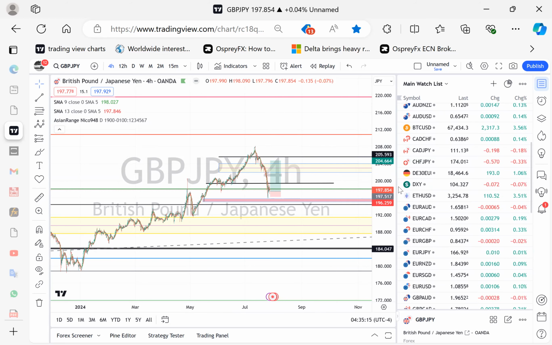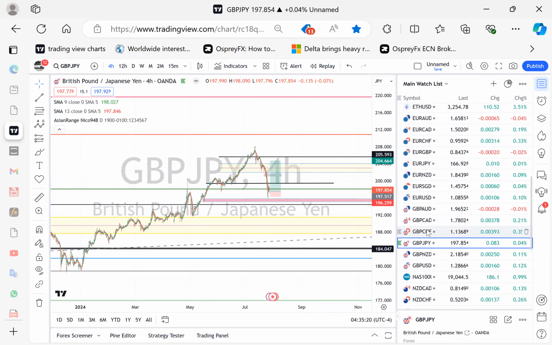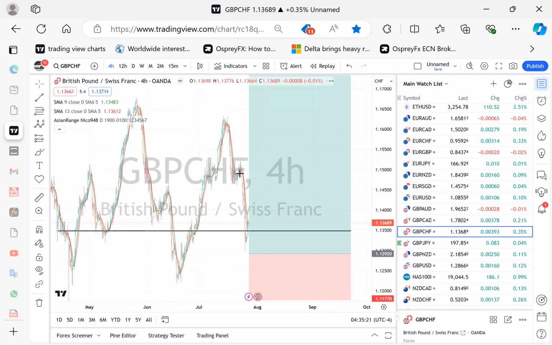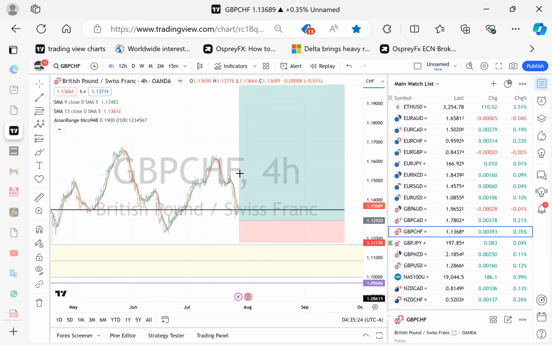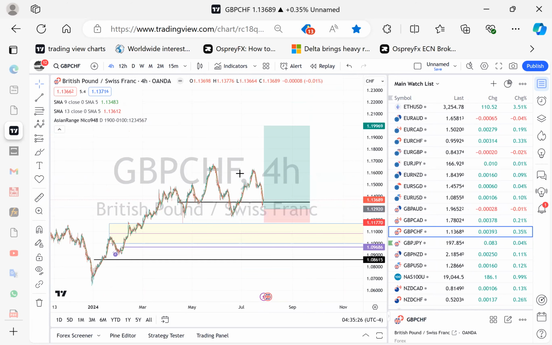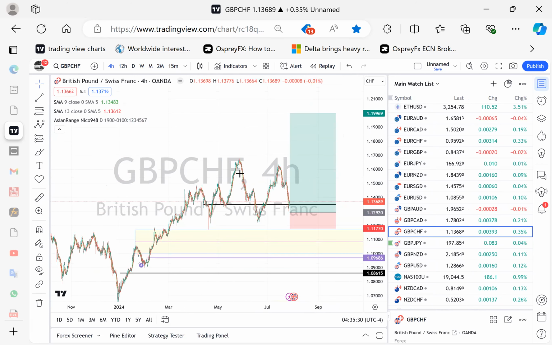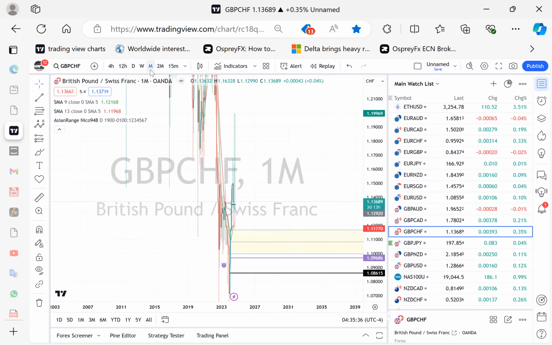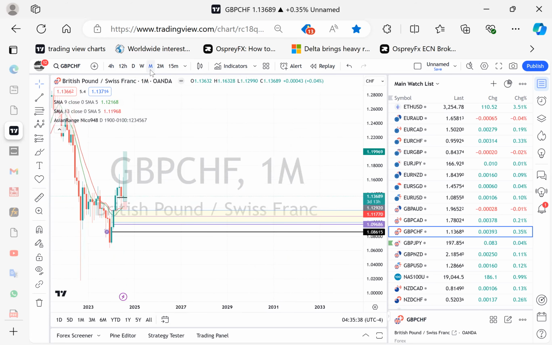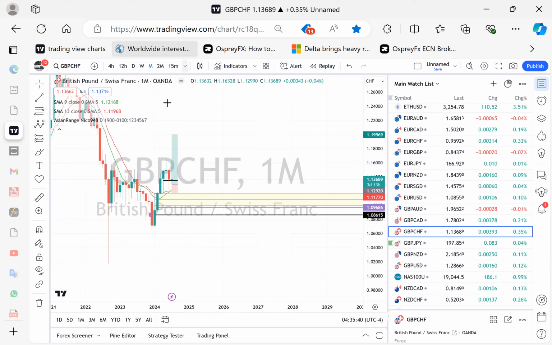All right, now I'm looking for a second market. Let me look at GBP CHF because I was following this trade setup from last week. Okay, I don't want to get ahead of myself. Let me look at this monthly. I don't know why I have this long tool here.